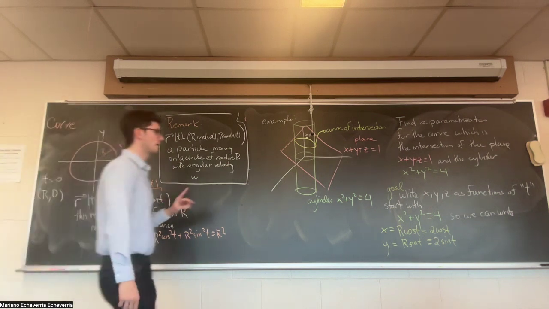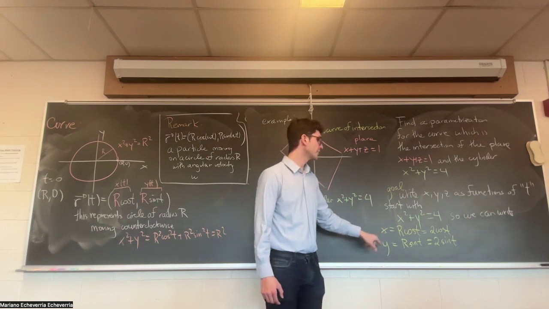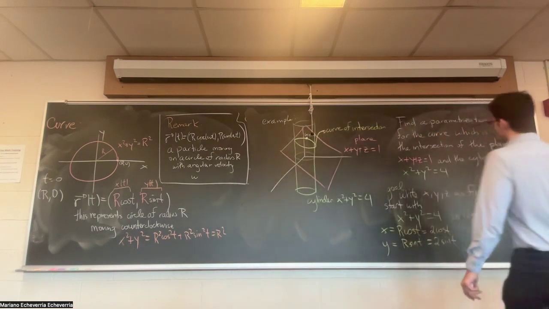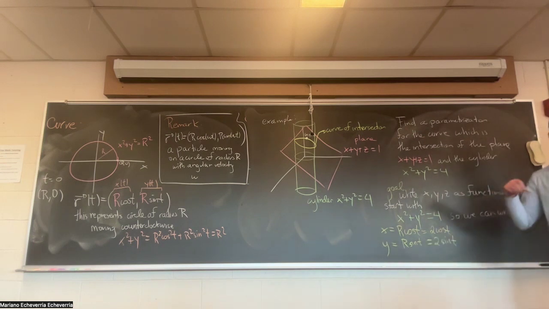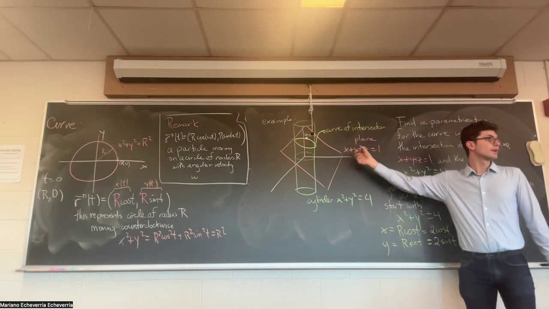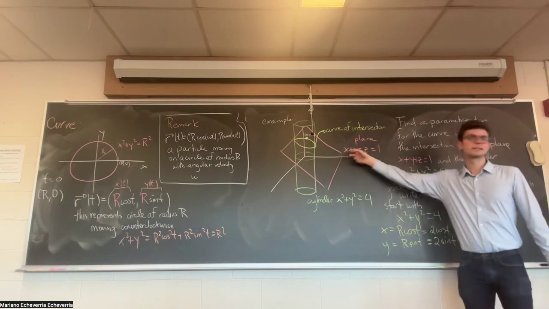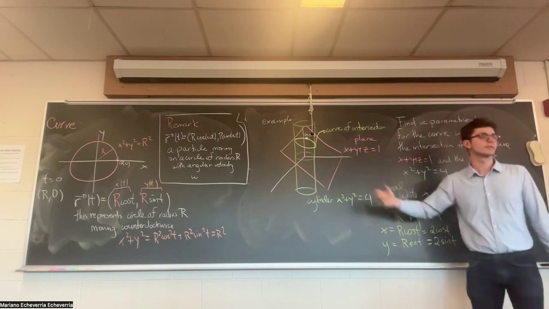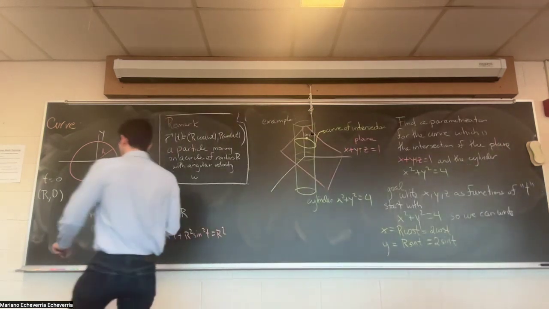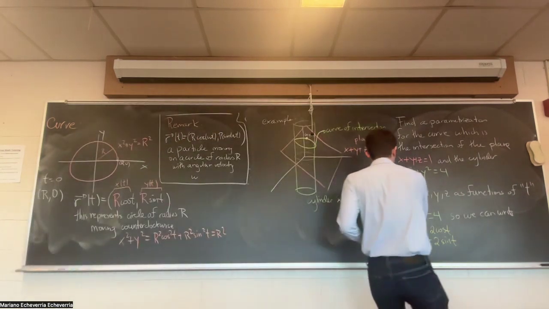But if you already have x and y as functions of time, then the only thing that you have to do is write z as a function of time. Okay, but how can you do that? Well, you can take the plane equation. The plane equation relates the three variables, right? So you can use the plane equation to solve for z. And since you already have x and y in terms of t, that will give you z in terms of t.